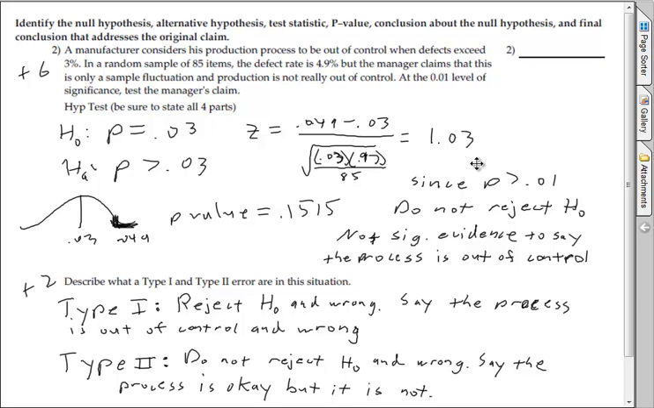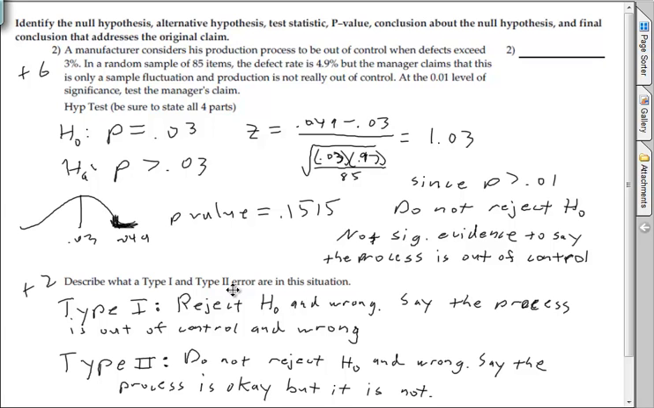Some of you made the mistake of, you'd say, do not reject, there is significant evidence. So you might want to note to self, if you don't reject, there's not significant evidence. If you do reject, then there is significant evidence, right? Reject, significant. So those kind of pair together.